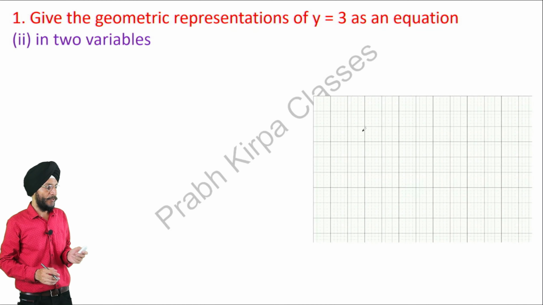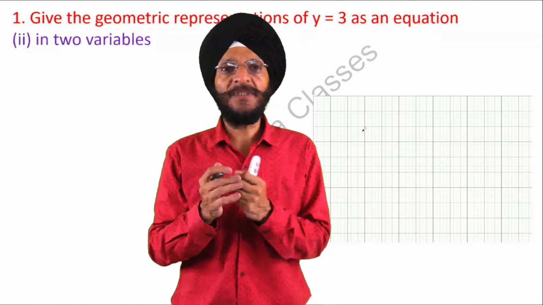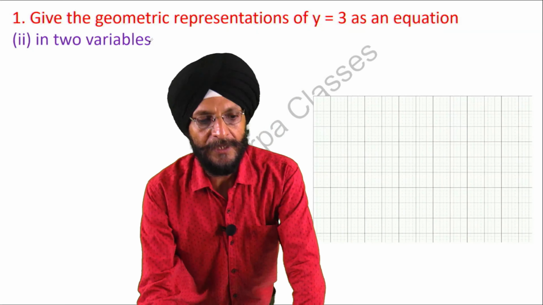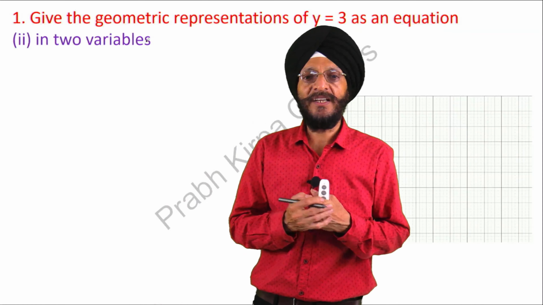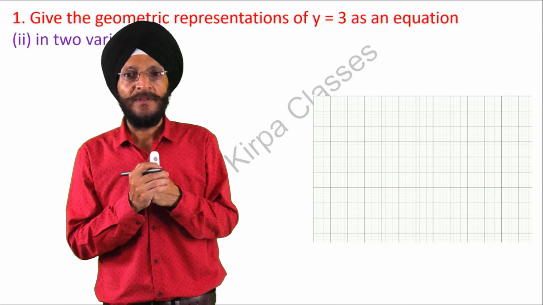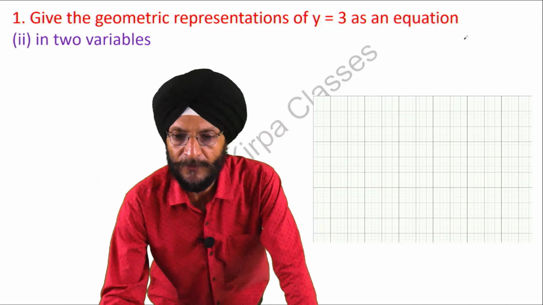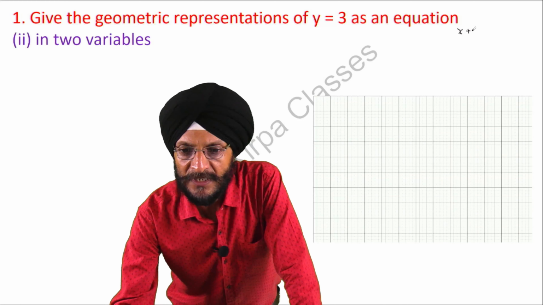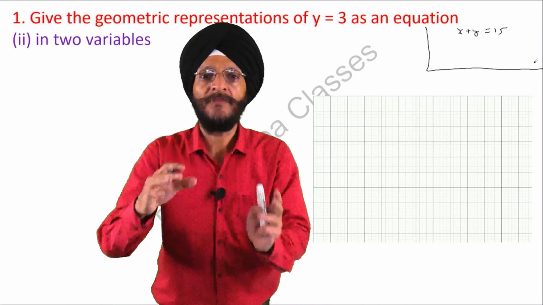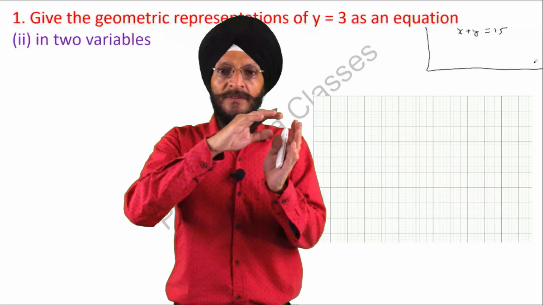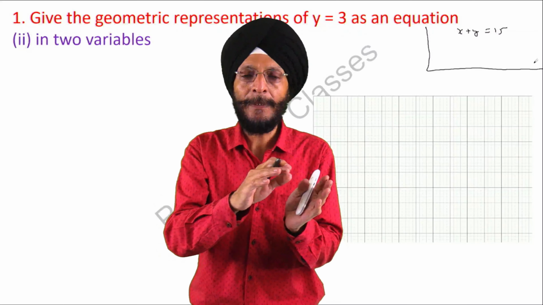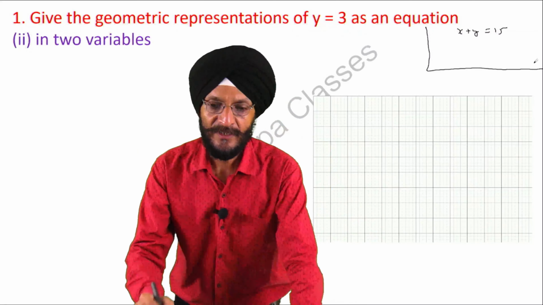Now the next question before us is, give the geometric representation of y = 3 as an equation in two variables. We have already learnt that in the case of two variables, the linear equation may take the shape of x + y = 15. Here I am only telling you about the formation of a linear equation. This is not to be written in the exam.